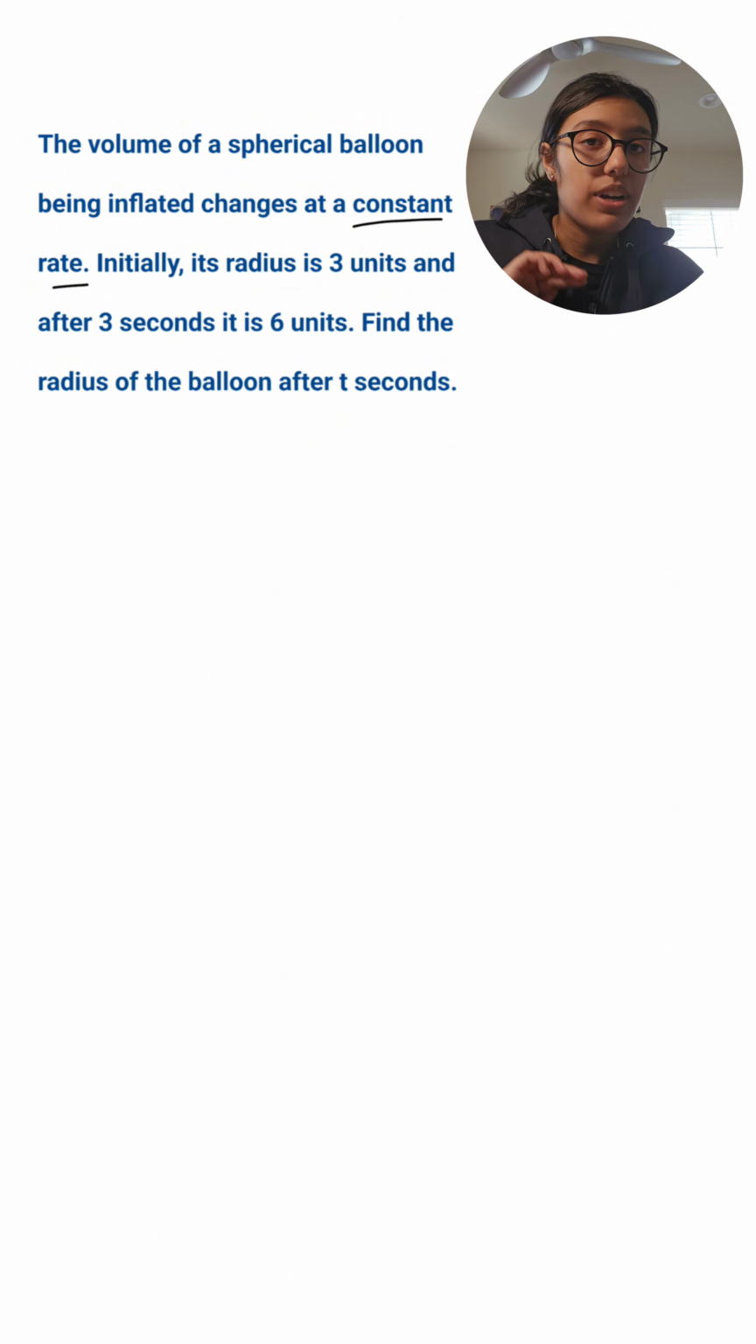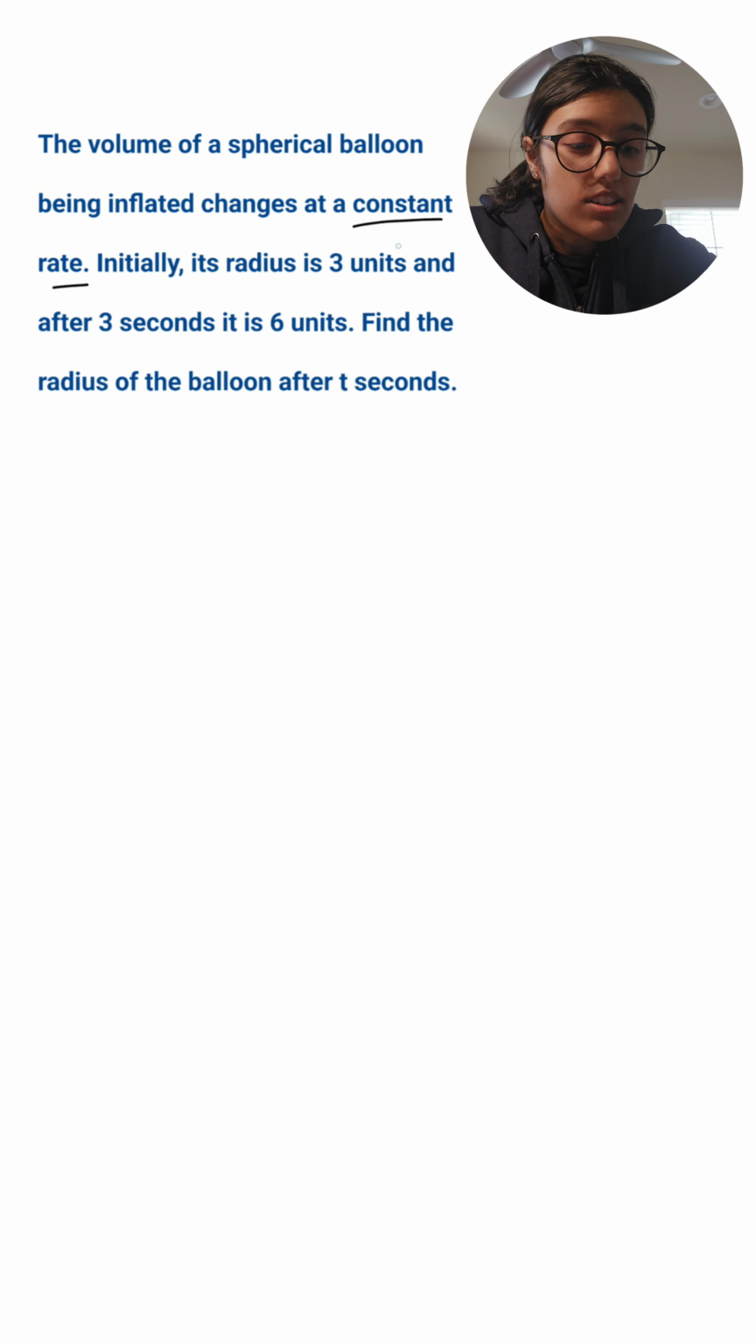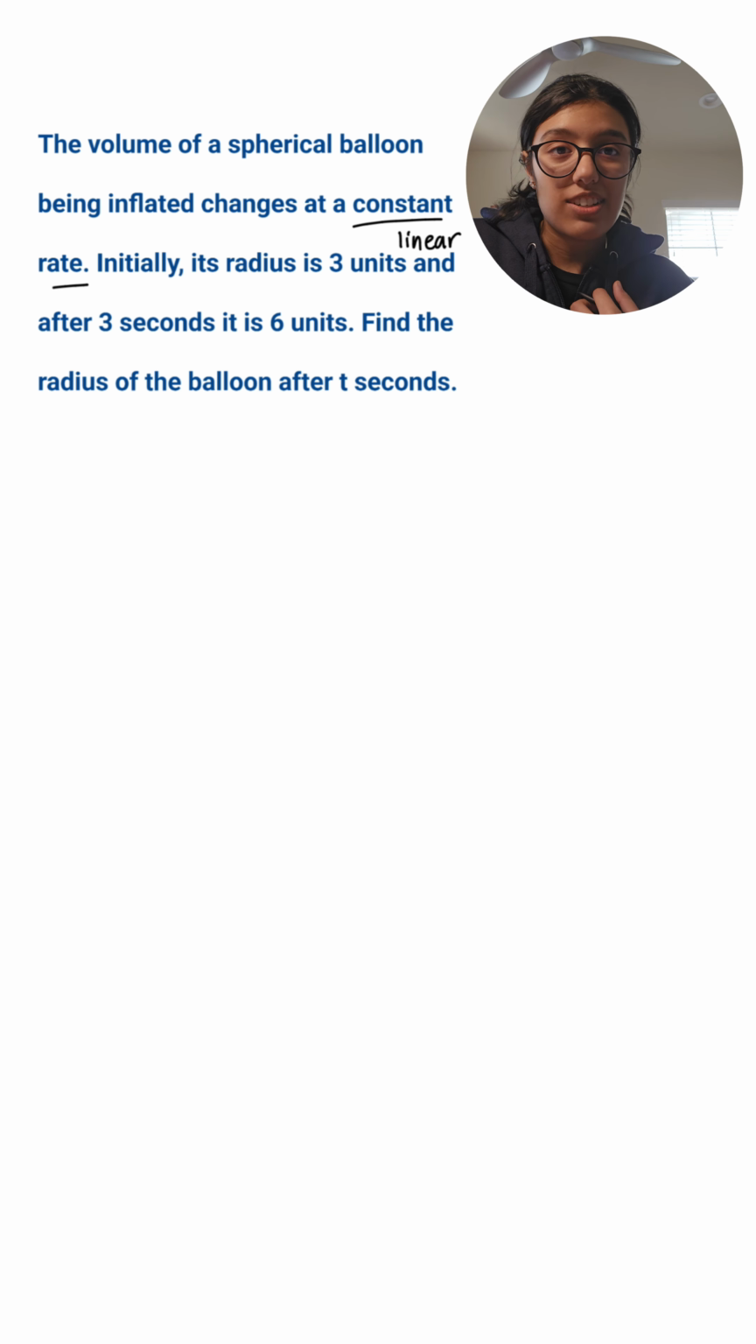One thing I want to point out is the phrase I underlined, which says constant rate. In other words, constant rate just means linear rate. In the context of this problem, if the volume increases by 64 volume units in the first second, then in the next second it will also increase by 64 volume units. So that makes the problem a lot easier.